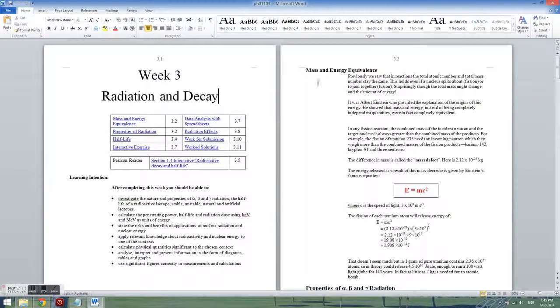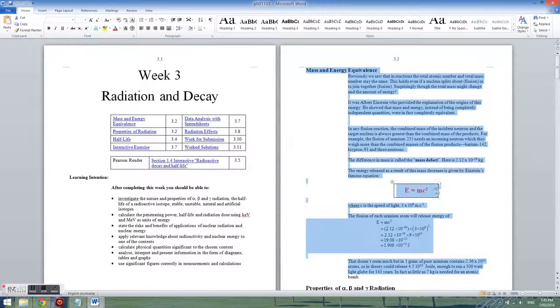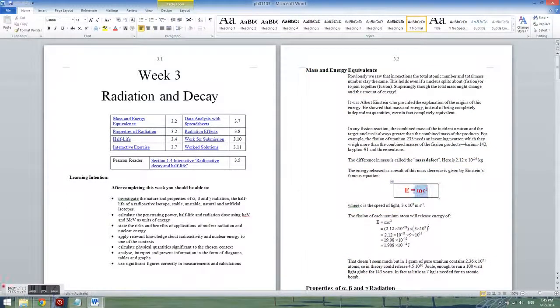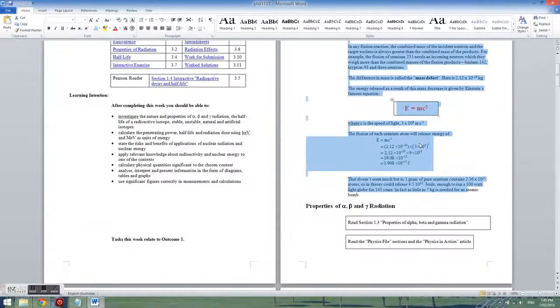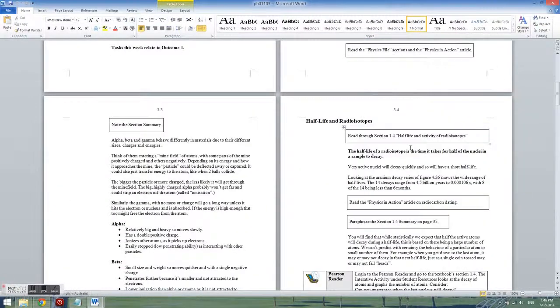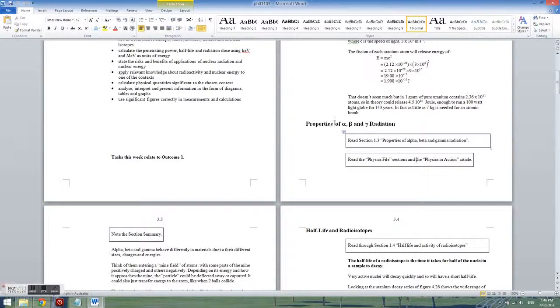Now, if you look at your notes, this part, E equals mc squared, is not in the syllabus. I try to explain it in another video, attached. So let's forget about this section now. Don't worry about this section. Now let's go to here. The main part is we need to learn about the properties of alpha, beta, and gamma radiation.